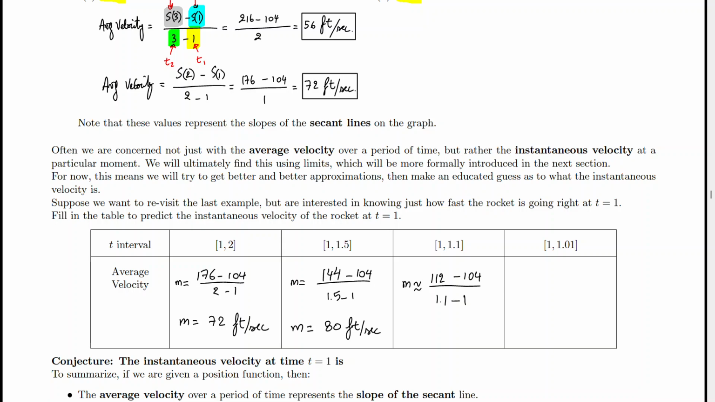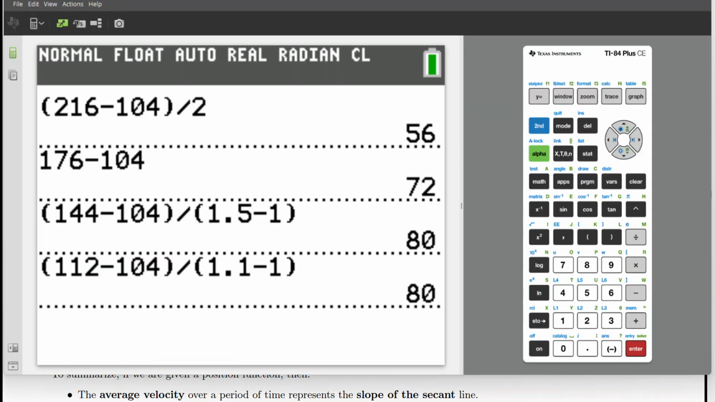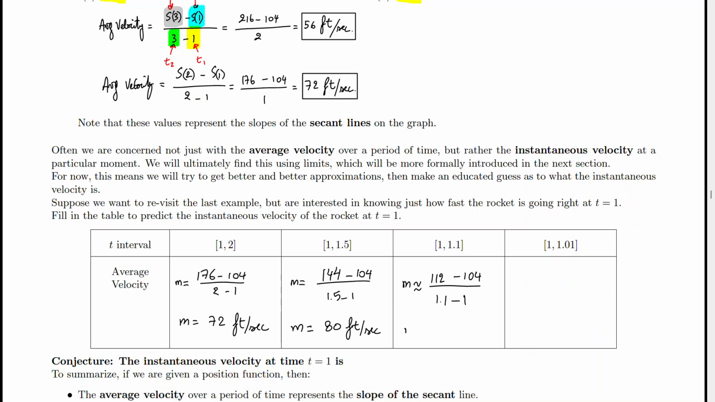So now I need to do 112 minus 104 divided by 1.1 minus 1. As you can see again, the number is 80 one more time. And all right, so let's write m is approximately 80 feet per second. So remember I rounded earlier, it wasn't supposed to be 112 exactly, so I'm just going to put not the straight equal sign, but the squiggly equal, because that's an approximation. Okay, one final time, and then we can make a conjecture about the actual speed at the time when t is equal to 1, so at 1 second.